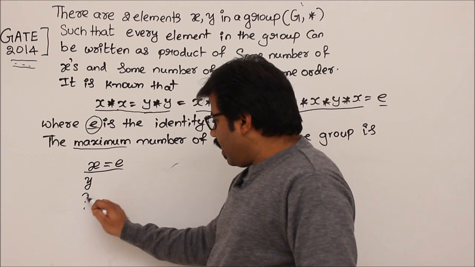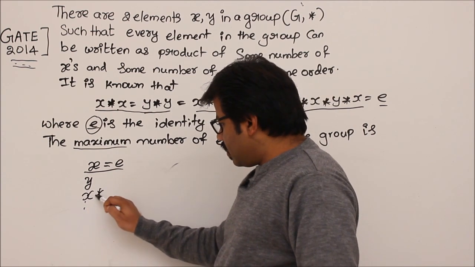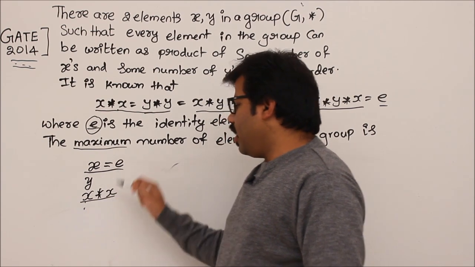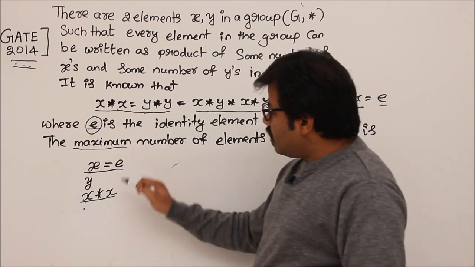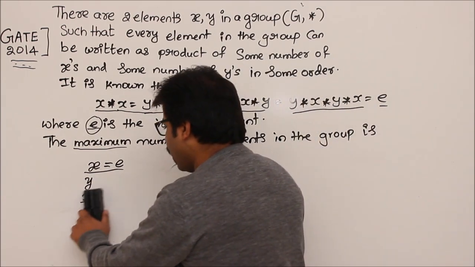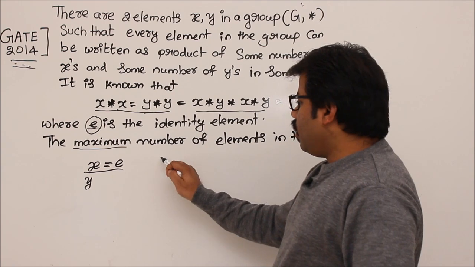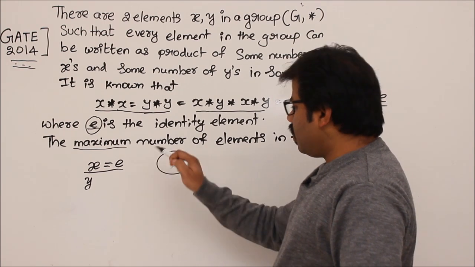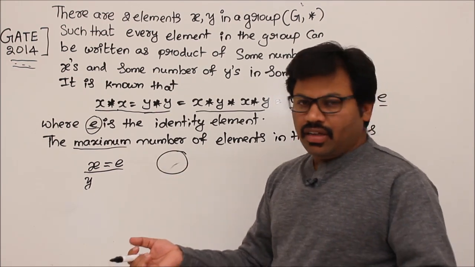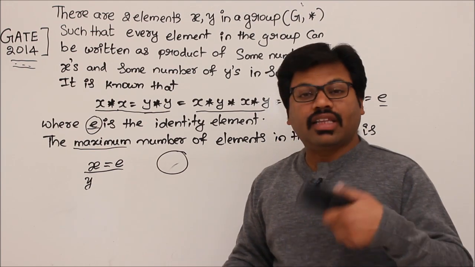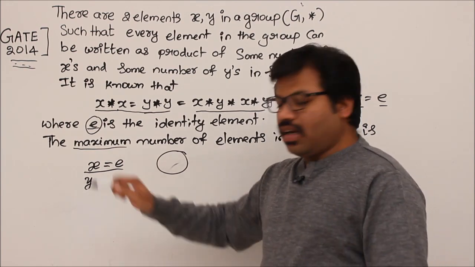So I just think about the possibility of x star x, correct? This is supposed to be one element, correct? But x star x is e, that's why this cannot be a different element. In that way, I try to list out all possible two-length strings with x and y, and I will check whether that is a possible new element or not.